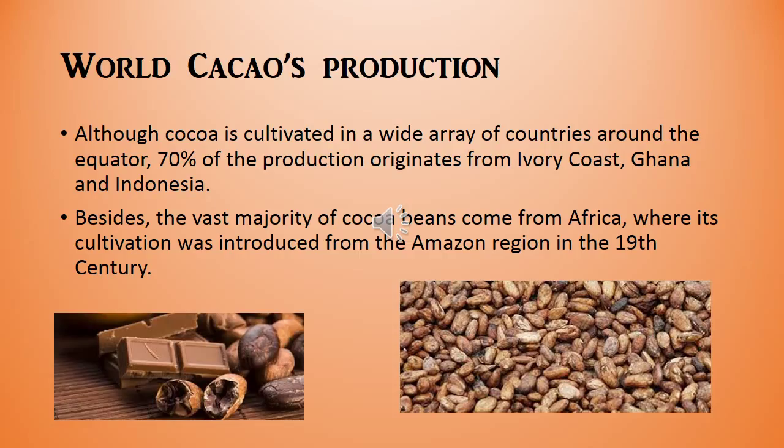The world's cacao production. Although cocoa is cultivated in a wide array of countries around the equator, 70% of the production originates from Ivory Coast, Ghana, and Indonesia. Besides, the vast majority of cocoa beans come from Africa, where its cultivation was introduced from the Amazon region in the 19th century.